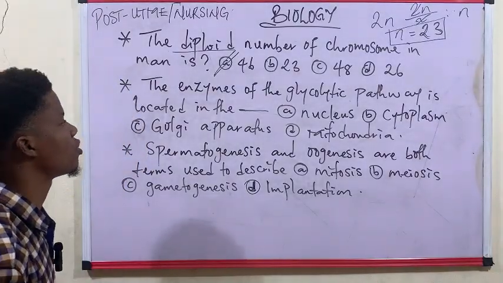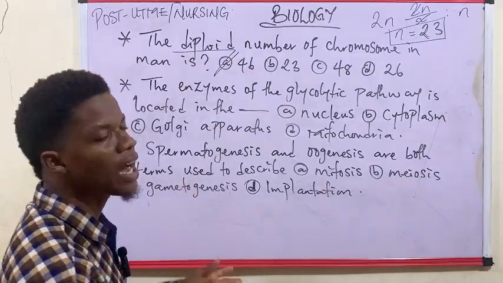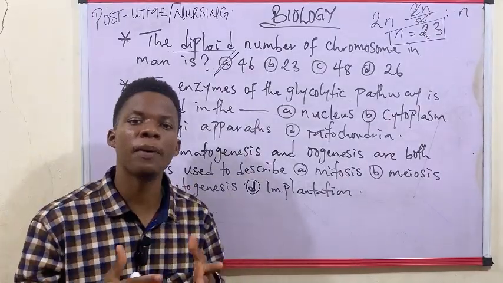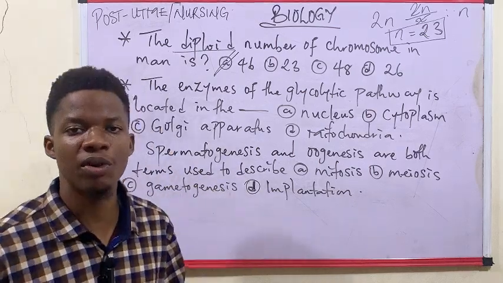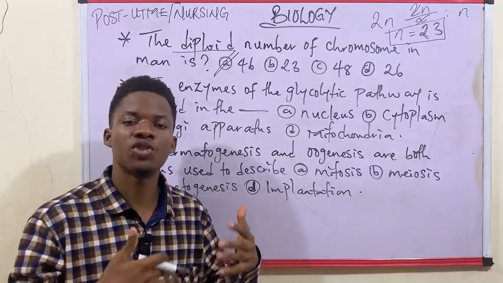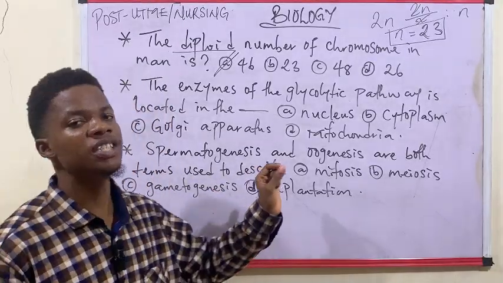Now the second question. The enzymes of the glycolytic pathway are located in the dash. Now, the glycolytic pathway talks about the pathway of a process called glycolysis. I'm going to talk about glycolysis in subsequent video lessons. But now, the enzymes of the glycolytic pathway.